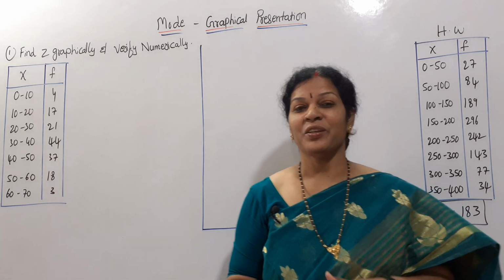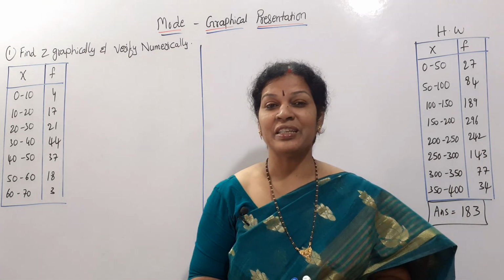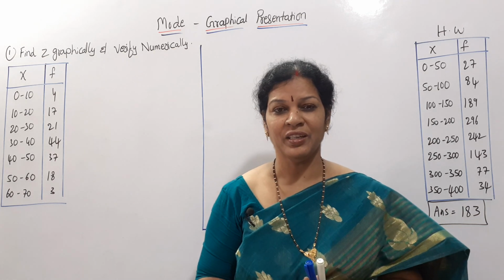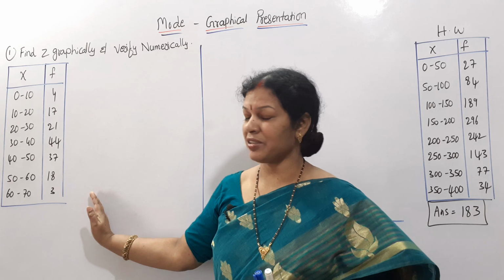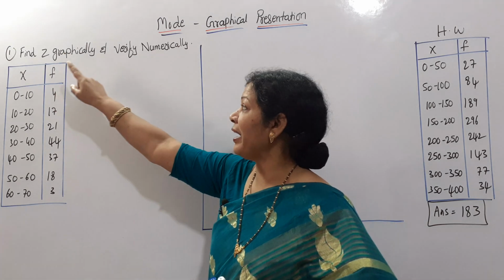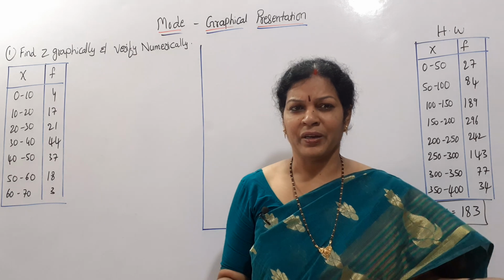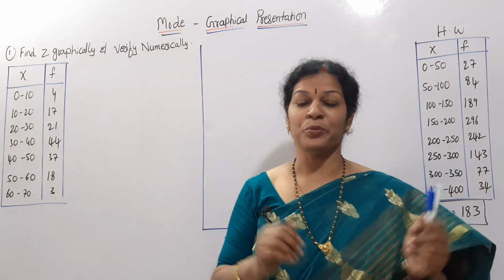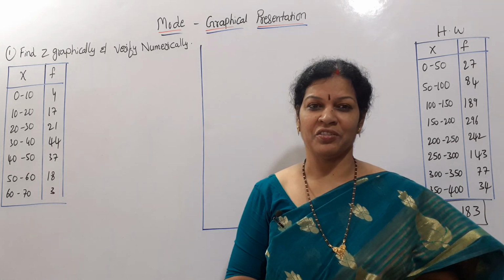So anyway, now today if you are perfect so far, now we can go for histogram, that is mode presentation through a histogram. Okay. Now the problem is given to us like this: x and frequency. What they are asking? Find z graphically and verify numerically. Find z means mode graphically and verify numerically, both normal calculation plus graphical presentation.